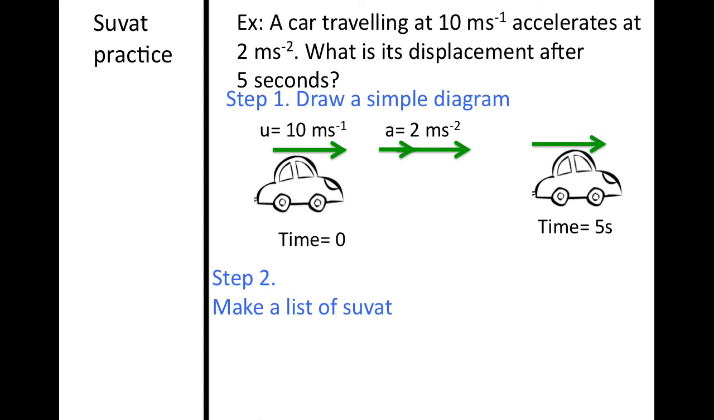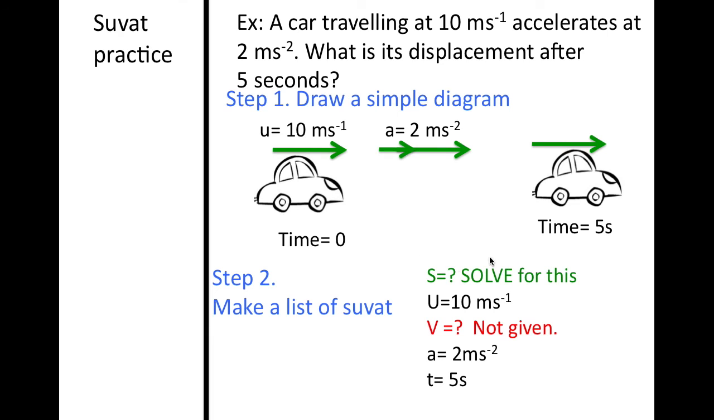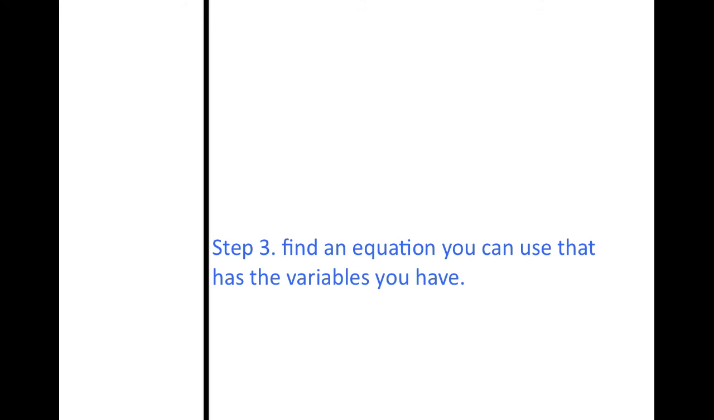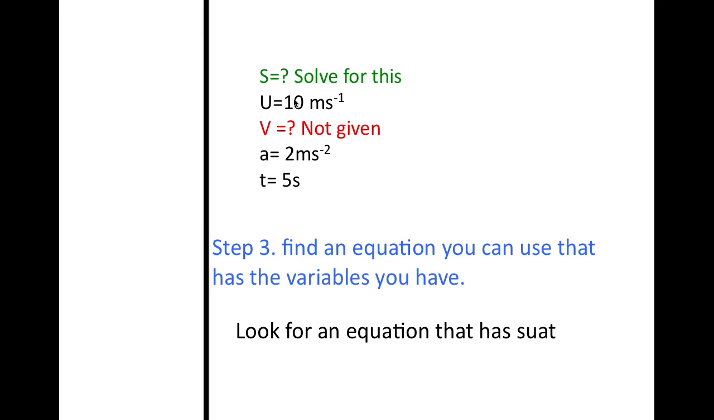Okay, so step 2 is to make a list of all the items that you have so that you know what you need to solve for. So here we want to solve for the displacement, but we don't have the final velocity, and that's okay. So what we're going to be doing is we're going to find an equation from the 4 equations that we have that have all of the variables S, U, A, T. So you want to look for an equation that has S, U, A, T, given that we have all the variables except for the V.